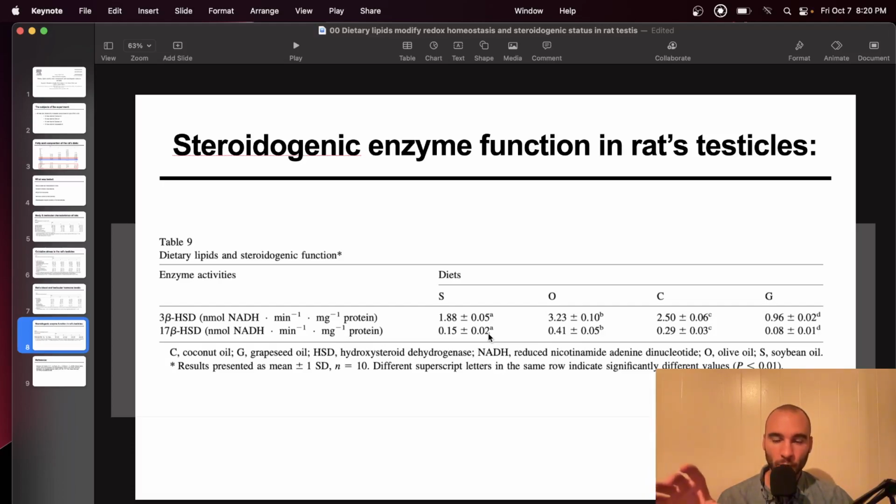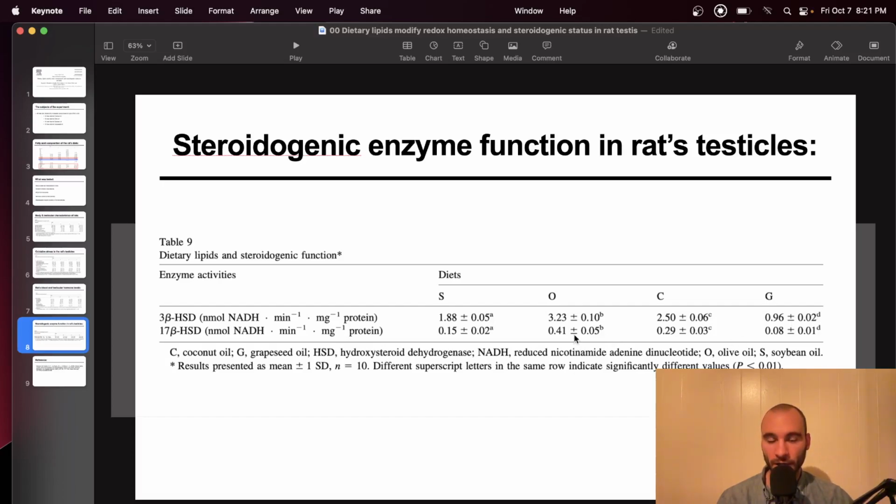So essentially, to wrap this all up, what we're seeing is decreased oxidative stress in the olive oil and coconut oil fed rats' testicles. We're seeing an increased amount of antioxidant compounds inside the olive oil and coconut oil fed rats' testicles. We're seeing increased testosterone in the serum and in the testicles with decreased hypothalamic pituitary axis hormones like LH and FSH signaling on the testicles. And then we're also seeing improved steroidogenic enzyme function inside the olive oil and coconut oil fed rats' testicles compared to the soybean oil and the grapeseed oil fed rats.